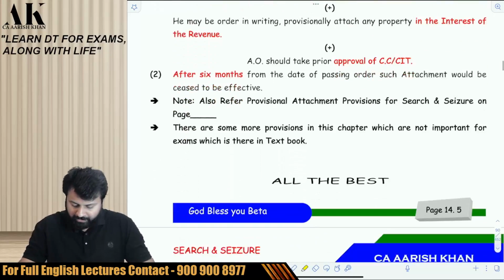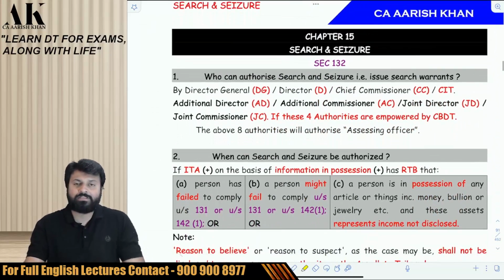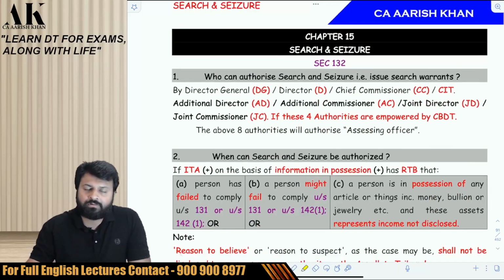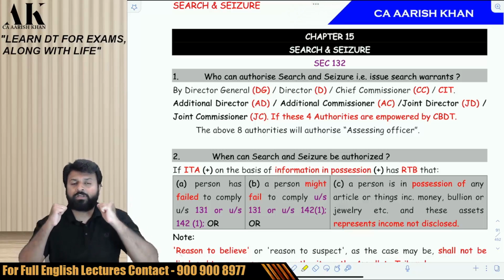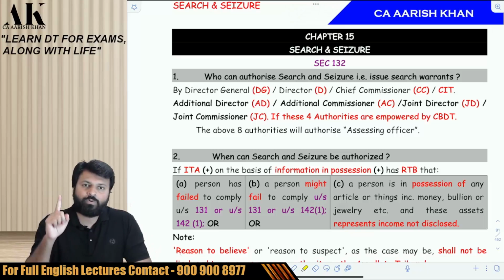Now let's go on to the big one, that is the big power, that is search and seizure. This is the biggest power under the income tax law, apart from whatever we have learned so far. Survey is a very small power in front of this. Let us talk about search and seizure. The first thing which we need to understand is who can conduct search and seizure, and the most important thing, who has the power to issue search warrant. So the first thing which we are learning over here is who has the power to issue search warrant.